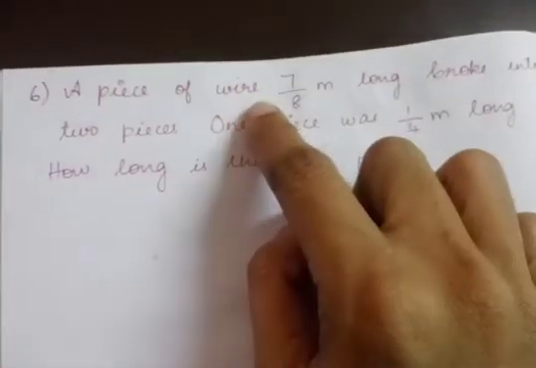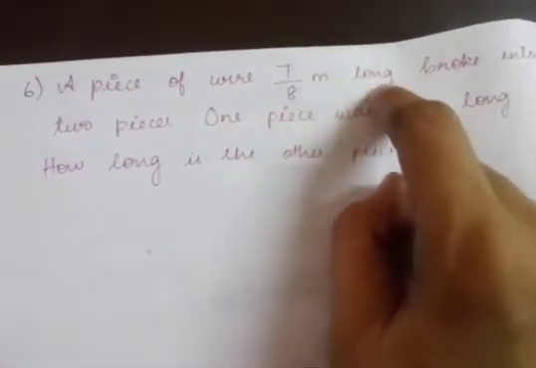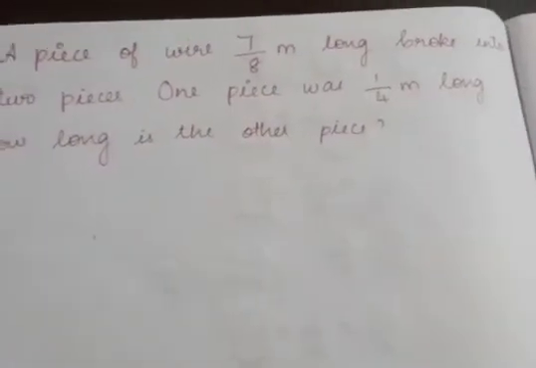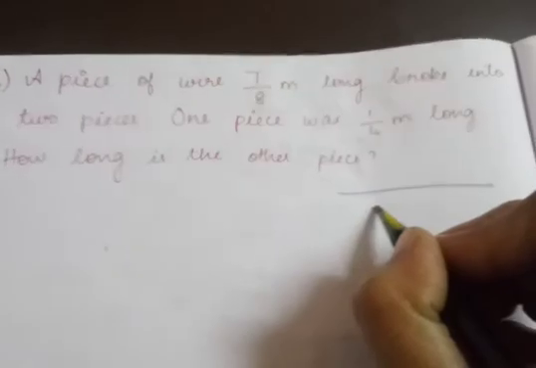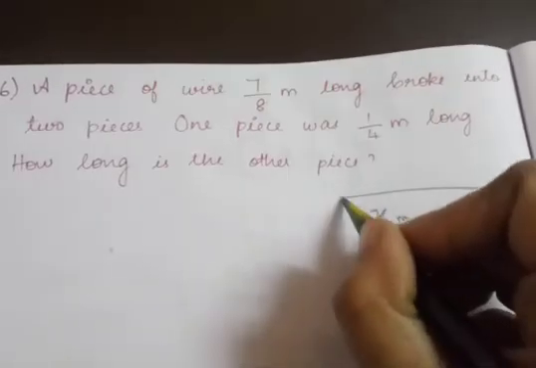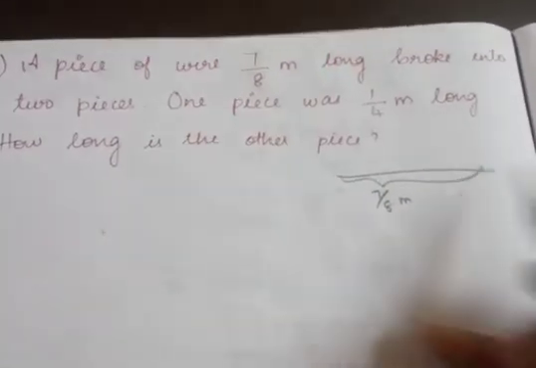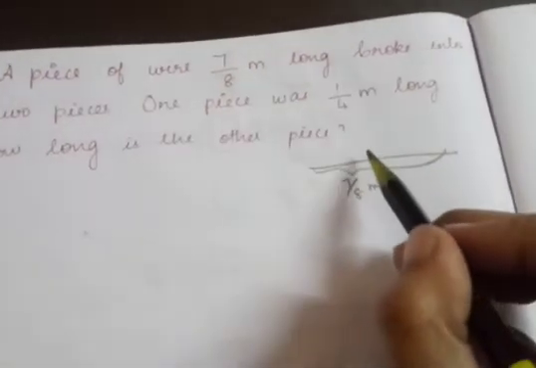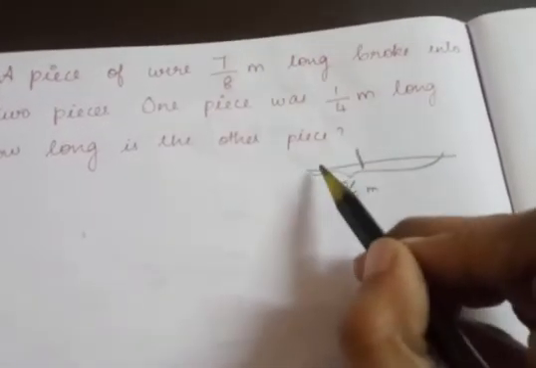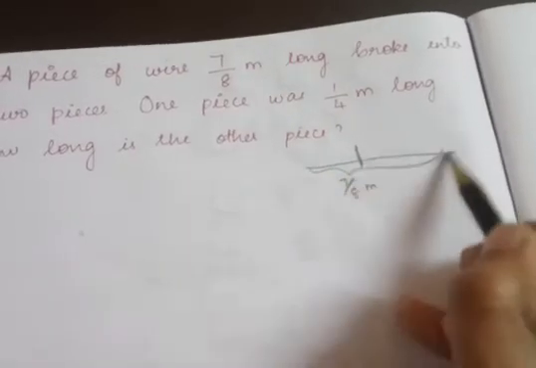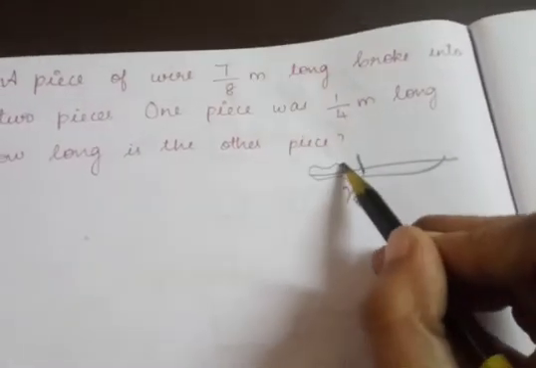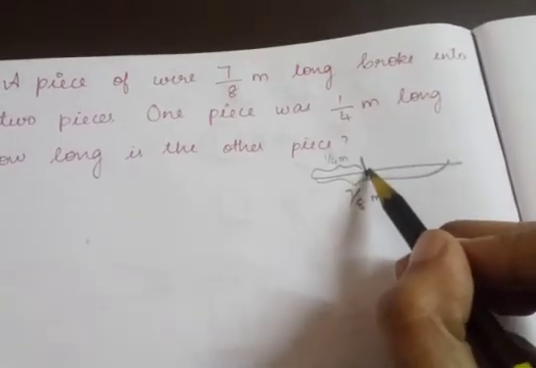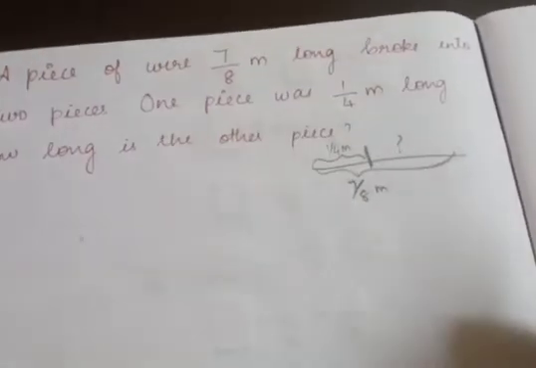A piece of wire 7 by 8 meter long. Okay, one small piece of wire is there, children. That is this 7 by 8 meter long. That is broken into two pieces. Okay, we are cutting that into two pieces. One piece is 1 by 4 meter. Find the other. How long is the other? So this one you should find it.